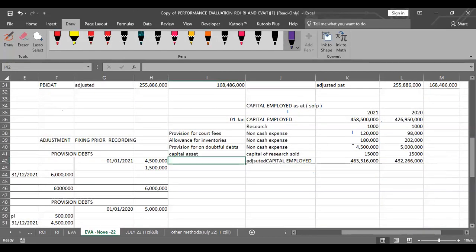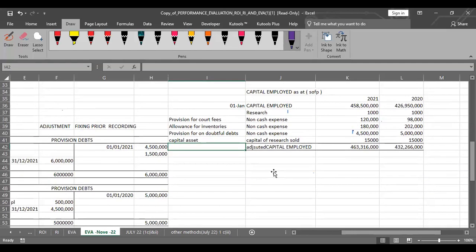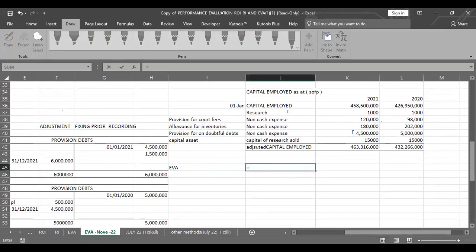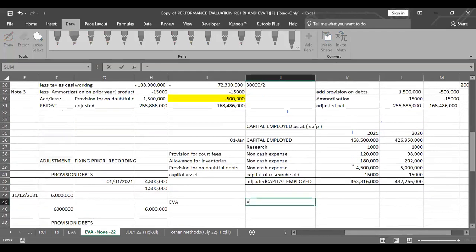Delete that. So if there's no question, we have all the data. We can now do the EVA, and then probably introduce maybe the other parts of transfer pricing. I thought maybe I'll do more on it.